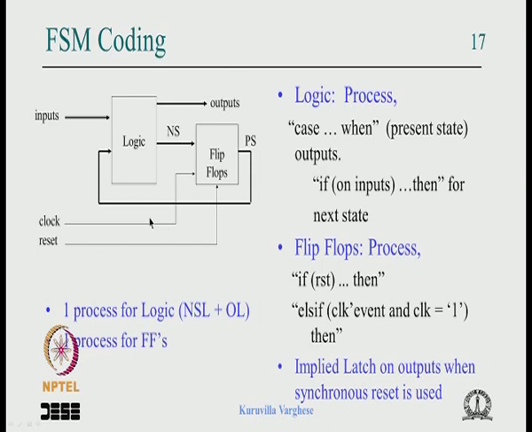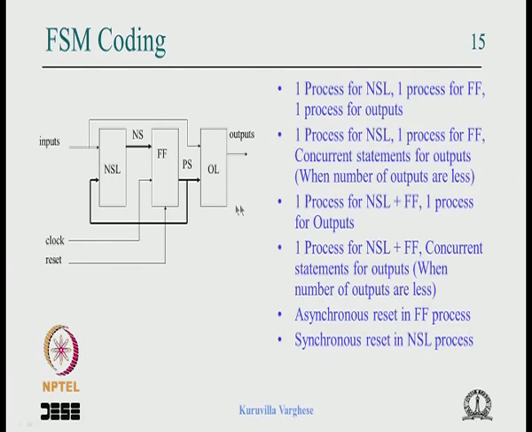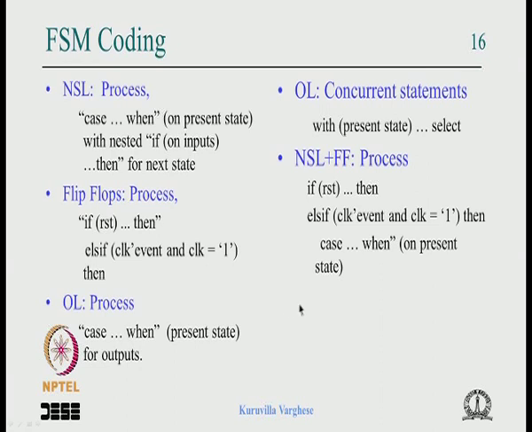So these are the 2 scenarios we have looked at as far as the coding is concerned. Now let us look at this kind of scenario, where the next state logic is a process, the flip flop is a process, and the output logic is a process or concurrent statement, or these 2 together in a process. We will see how that can be coded.